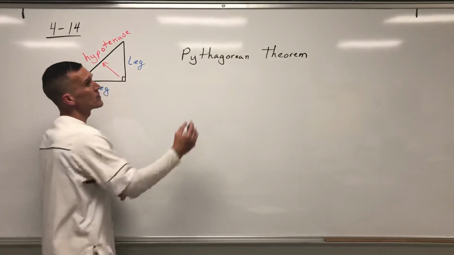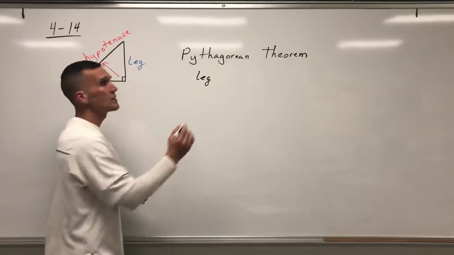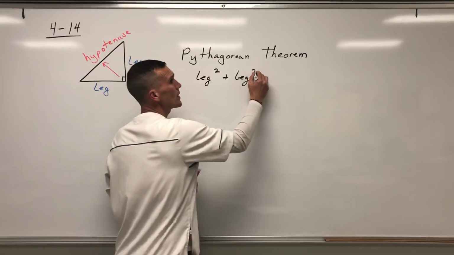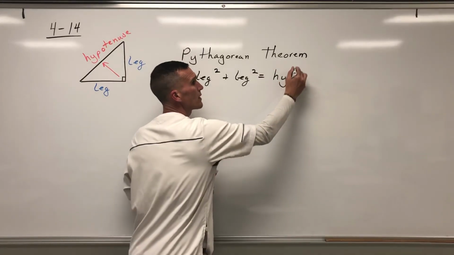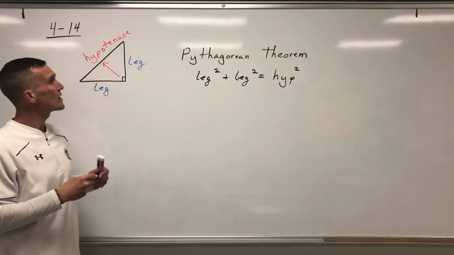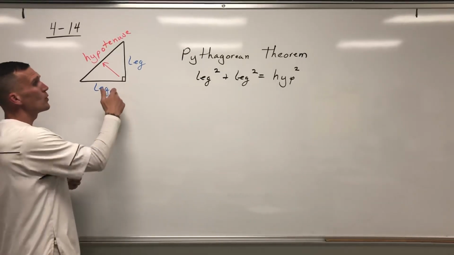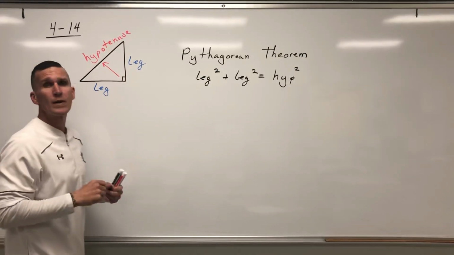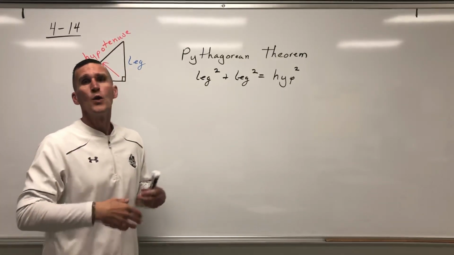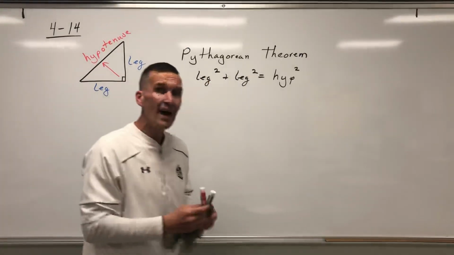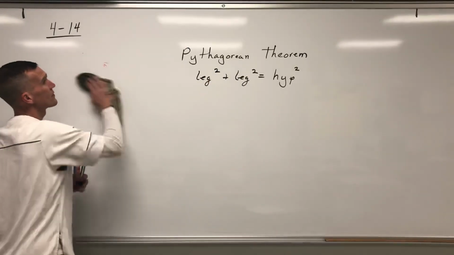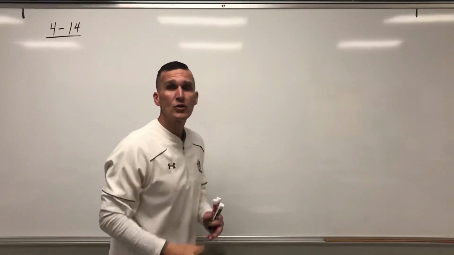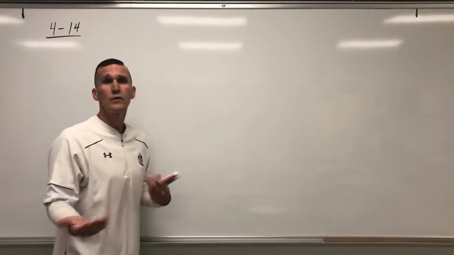The Pythagorean theorem is simply: you take one of the legs squared plus the other leg squared equals the hypotenuse squared. So you can set up an equation if the three sides of a right triangle are labeled. You don't have to know them, they could be variables. But what happens whenever we don't have the three sides of a right triangle labeled? Then we have to do right triangle trig, which is short for trigonometry.